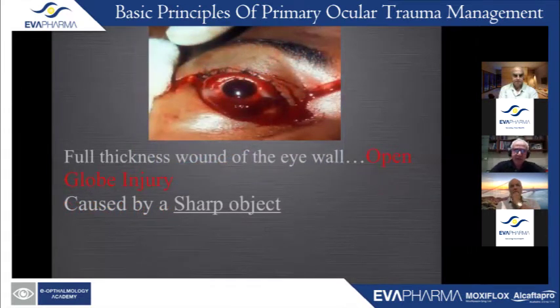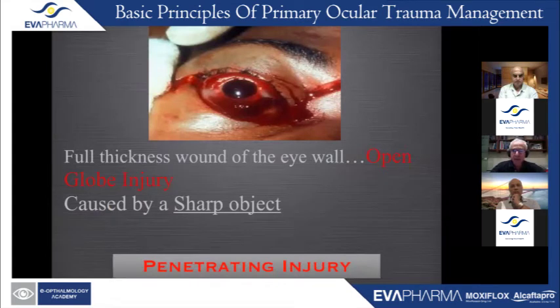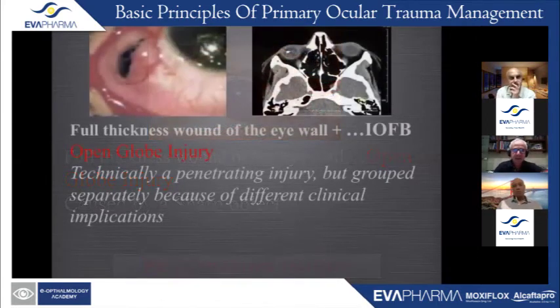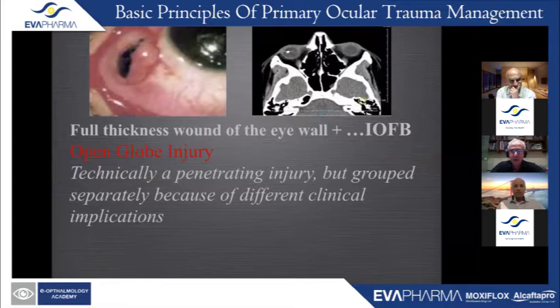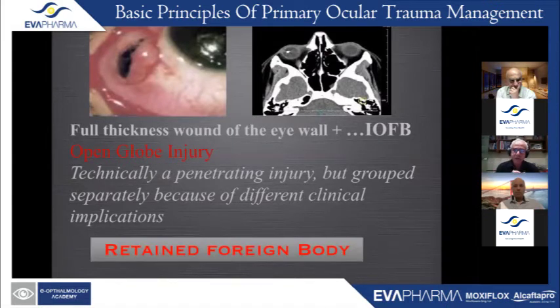Whereas if you have a full thickness wound of the eye caused by a sharp object, again, this is an open eye injury, we call that a penetrating injury. So you have one entry wound which has caused an open eye injury. Well, if you have a full thickness wound of the eye wall with an intraocular foreign body, technically it's an open eye injury, but there's an intraocular foreign body. We call that a retained foreign body. So it's an open eye injury with a retained foreign body. This is the terminology.